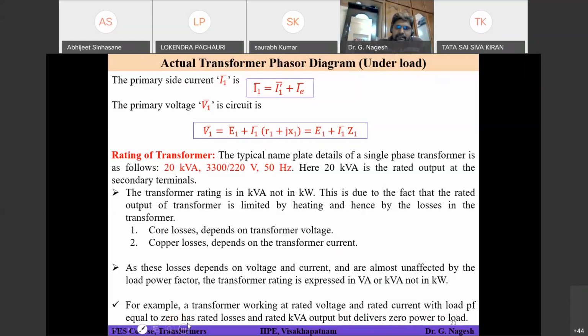Right. It has rated losses and rated kVA output but delivers 0 power to the load. So what does this mean? It means that in the present situation, when I am connecting rated voltage and I have connected a load on the secondary side which is purely inductive, let's say, rated current is flowing in the transformer winding. Since rated voltage is there, the core losses are taking place. Rated current is flowing in the transformer, so copper losses are also going to take place. When these two take place, heat is generated in the transformer winding.